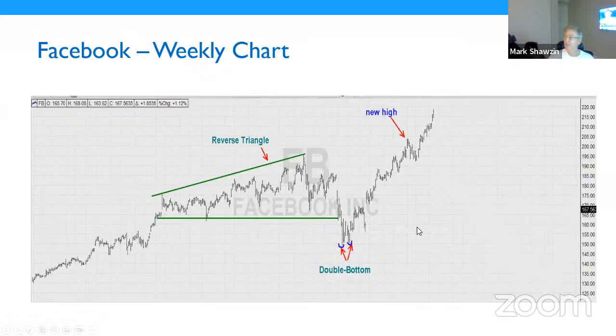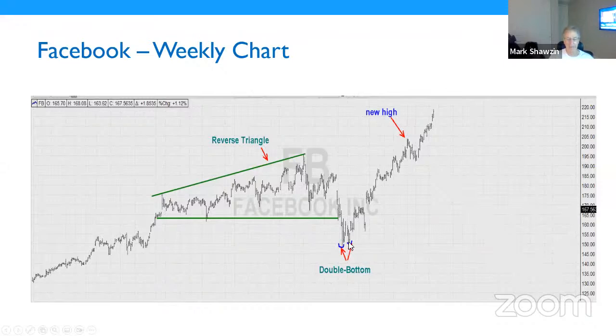So this is a trade I did many years ago in Facebook, where you can see it set up this reverse triangle. When I joined the high and the low, you kind of have this downsloping thing, and you have this reverse triangle. Then it dropped out of the reverse triangle. It put on a bottom, and then it went on and made a new high. Now, I'd seen this pattern many times before. And when it was down here, I said, this is going to go and make a new high.